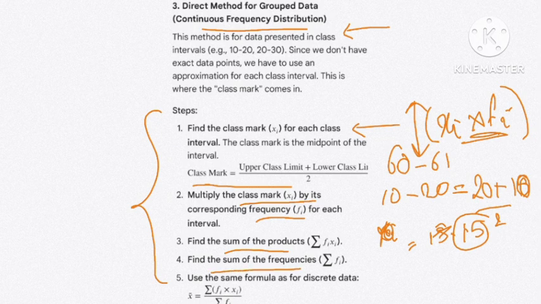I will show you in the next slide how to solve this numerical. And the last step is x bar is equal to sigma fi xi divided by sigma fi. This is the mean formula. Now we'll see how to solve the numerical.